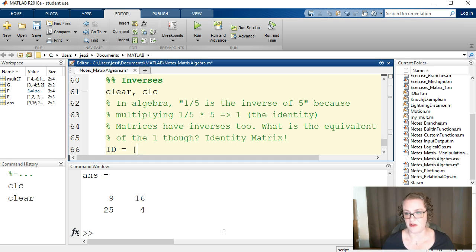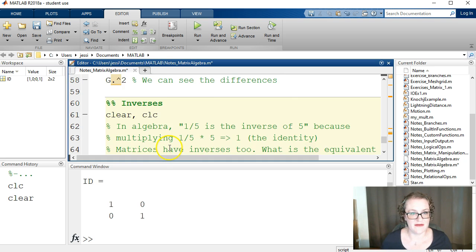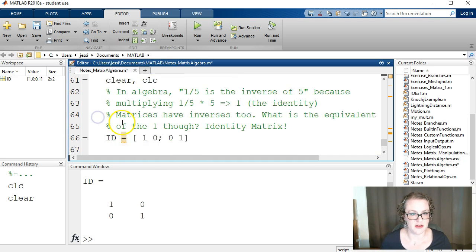Let's make one real quick. So 1, 0, 0, 1. When I run this section, it's all zeros except along the diagonal, where I have ones. Okay, you get the idea. So the reason why this is called the identity is because if I have, let's go back and grab another 2x2 matrix.